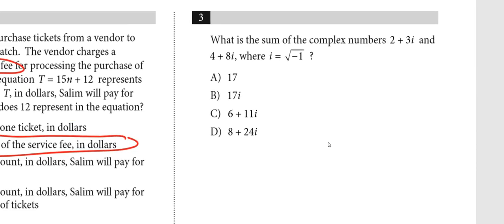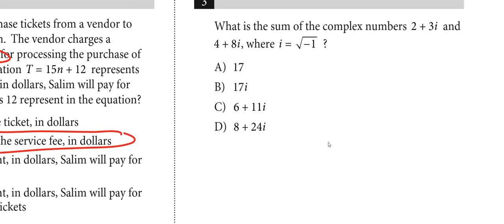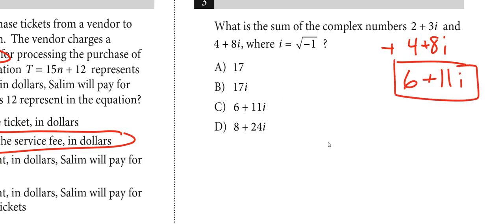Question 3. What is the sum of the complex numbers 2 plus 3i and 4 plus 8i? Okay, we're adding them together. The reals get added to the reals, and the imaginaries get added to the imaginaries, and that's as hard as it gets. It's not anything too earth-shattering.